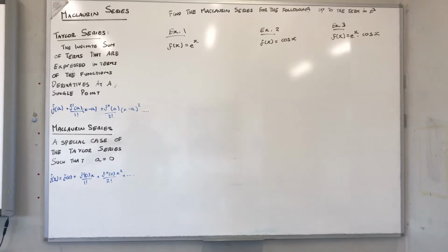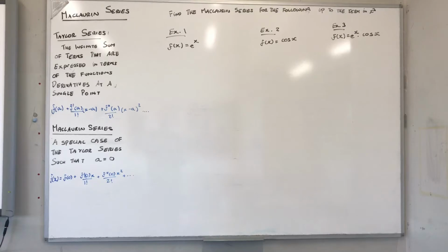Hi. So we're going to look at the Maclaurin series today in this video. And the most important thing about Maclaurin is that he's actually Scottish, so he's a Scottish mathematician. So what the Maclaurin series is, is a special type of a Taylor series. And I'll define what a Taylor series is.